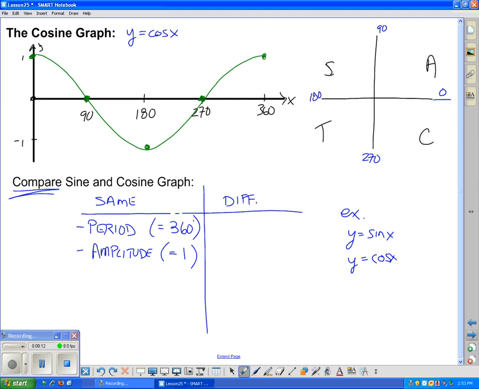Hey, what's different? All right, good job. Starting point. All right, your starting point. So sin x starts at 0, starts at y equals 0. Cos x, y equals positive 1. And yeah, it looks the same. It looks like a phase shift has occurred. We're going to talk about that a little bit later on. So there you go. There are some of the similarities and some of the differences that we talked about last year in the grade 11 course.